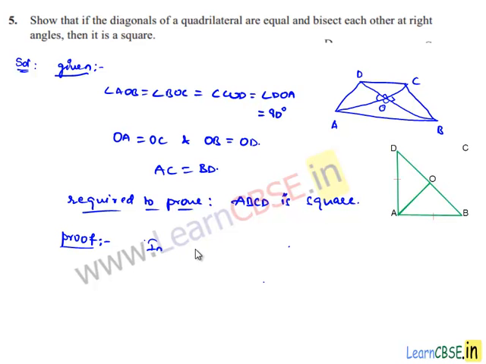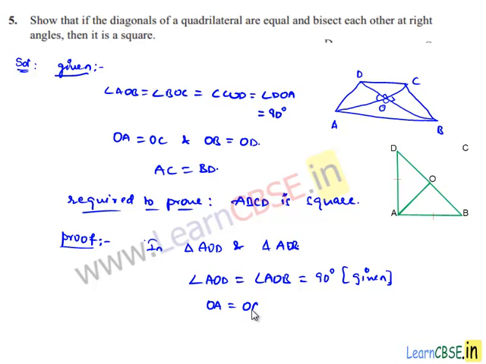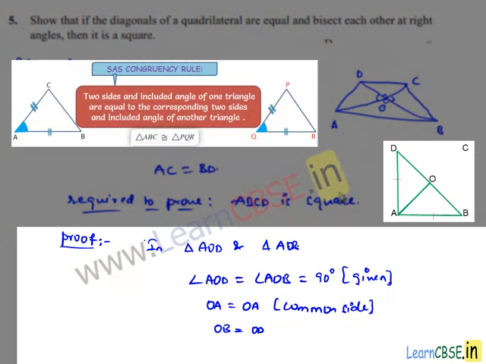In the proof, let us consider the two triangles AOD and AOB. Angle AOD is equal to angle AOB is equal to 90 degrees, since he has given that AC and BD bisect each other perpendicularly, and OA is the common side for both the triangles. Side OB will be equal to OD, since AC bisects BD at O. So two corresponding sides and the included angle are equal in both the triangles. Therefore, by the SAS property of congruency, triangle AOD is congruent to triangle AOB.